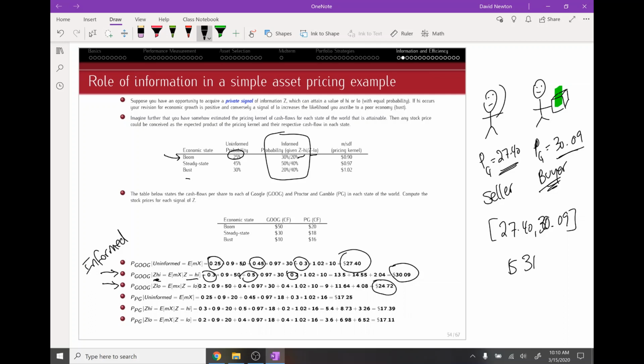Even given a good signal, it's only worth $30.09. He would not be willing to surrender $31. So values in excess of $30.09 won't be possible, because the buyer, even the informed buyer, even with a good signal, will not be interested.